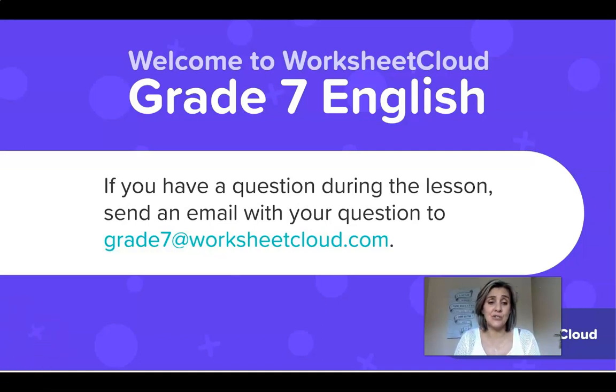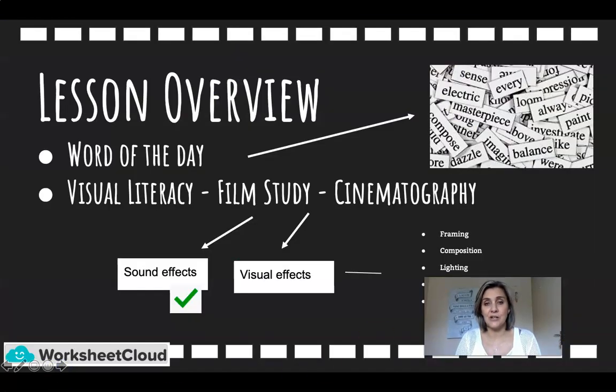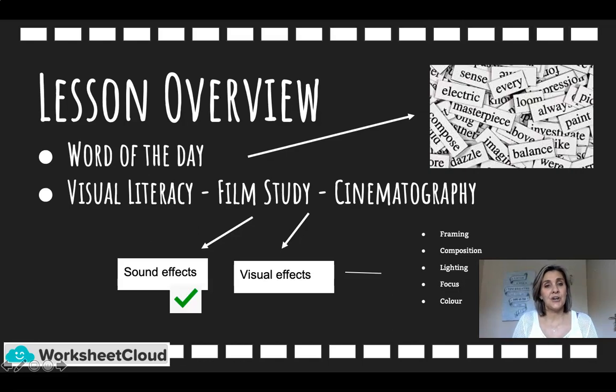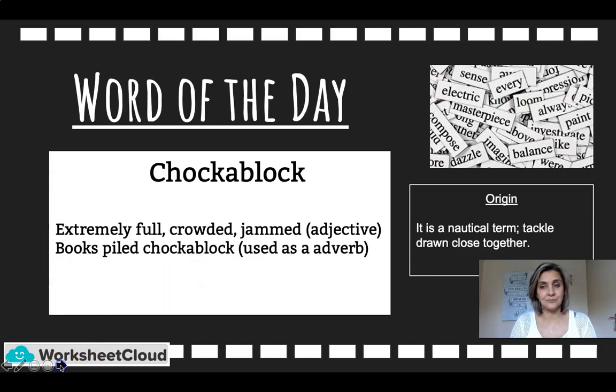Now, this is part 2 of film study, so let's jump into what we are looking at today. We are going to have a word for the day, and then we looked at last week's sound effects. Today we're going to look at visual effects like your camera angles and shots, and also add a little bit about framing, composition, lighting, focus, and color. So let's jump right in.